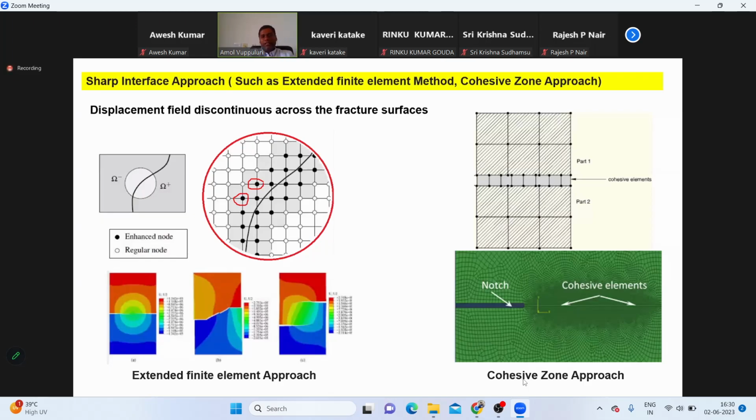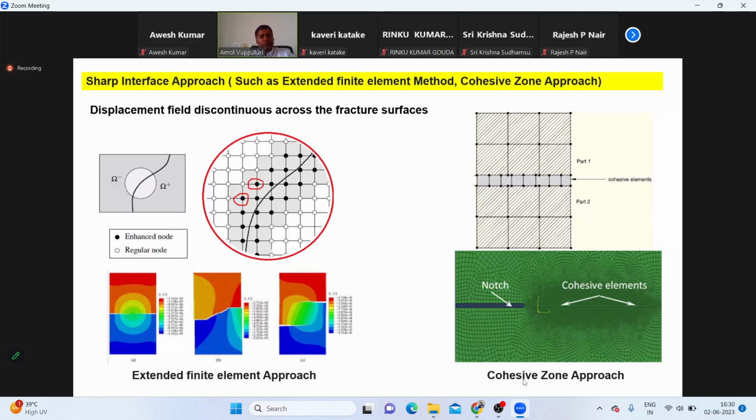Similarly, if you look at the right-hand side, it is called a cohesive zone model. In this model, we introduce a special zone called the cohesive zone. In this zone, special elements are introduced. These elements have a particular traction separation law, and based on how the traction separation law is given, the fracture behavior is taken care of. But these two approaches are called the sharp interface approach because they take care of the displacement discontinuities.